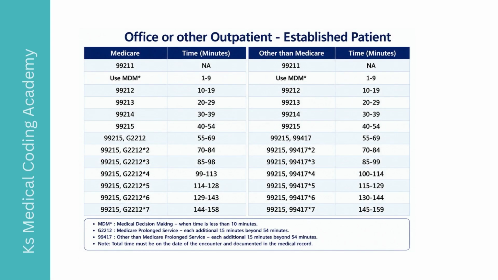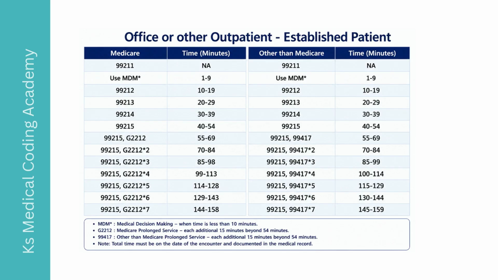Now let's review the time-based coding chart for established patient office or outpatient EM services. The first code in this category is 99211. This code does not have an assigned time, so the table shows not applicable, or NA. If the total physician or qualified healthcare professional time is 1 to 9 minutes, the visit should not be selected using time. Instead, choose the level based on medical decision-making, or MDM.